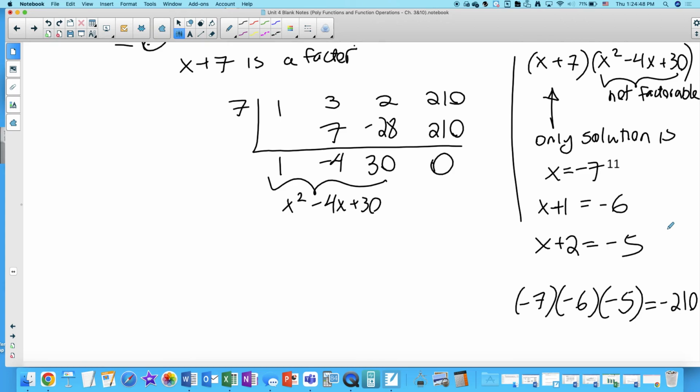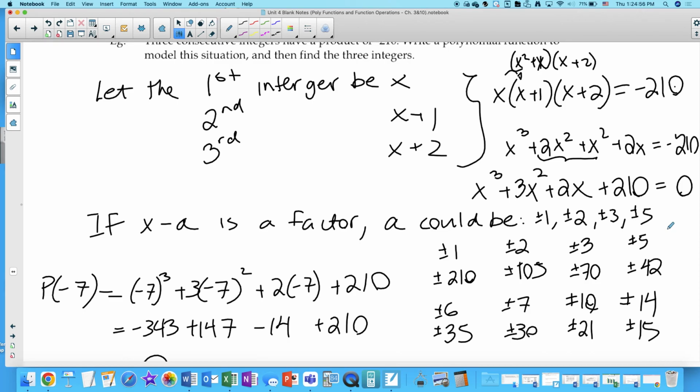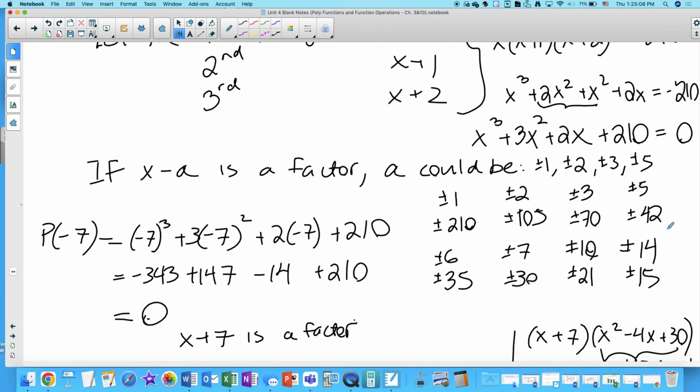Wait, so how did you pick x plus 7 in the first place? How did I pick it? Okay, this is how I picked it. Before class, I graphed it. And I saw on the graph that there was a 0 when x equals negative 7. But algebraically, I should show that this is true. Okay? All right, any questions? Okay, we're going to stop there.